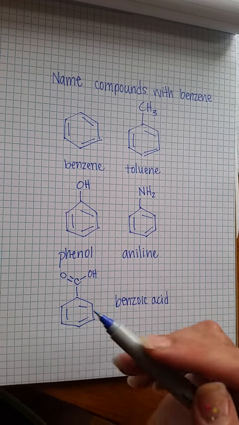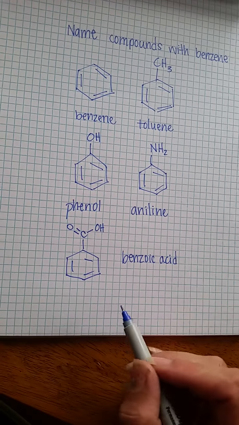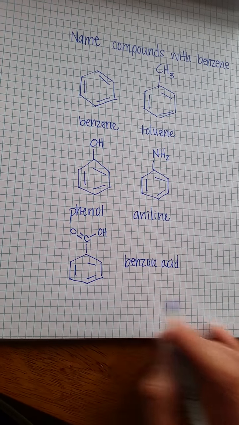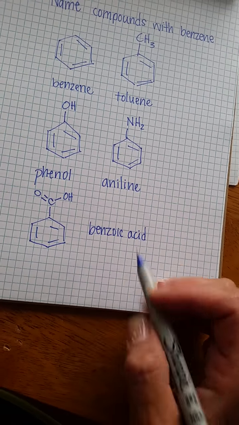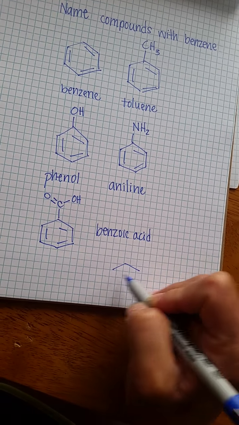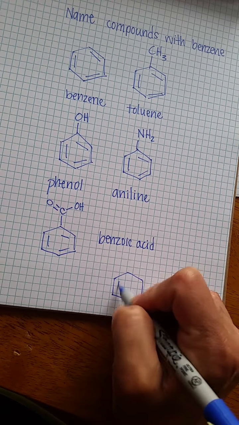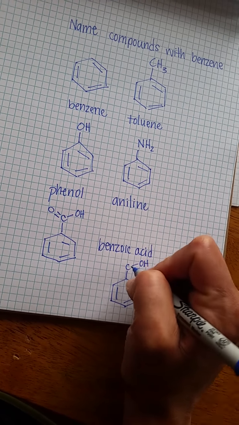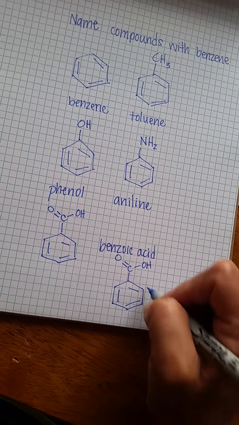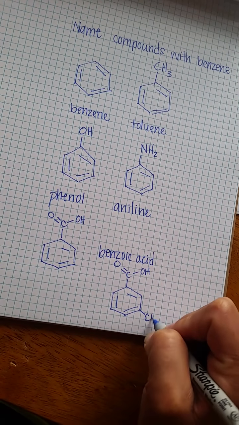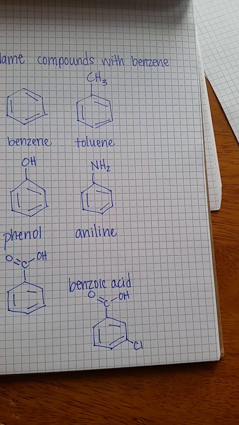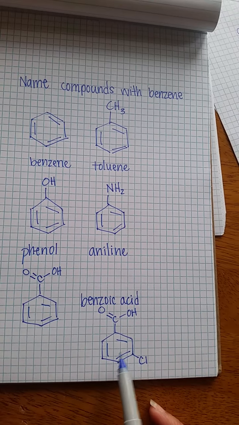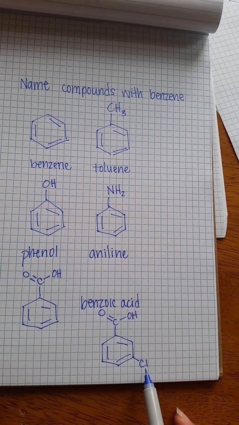But it's going to be a little bit different, however, than what we learned in the straight chain. When we do a benzene that has a substituent on it, for example, let's just go ahead and do it with the benzoic acid. And let's say we had a chloro group here. So this is a benzoic acid, but now it has a chloro group coming off of the benzene ring.